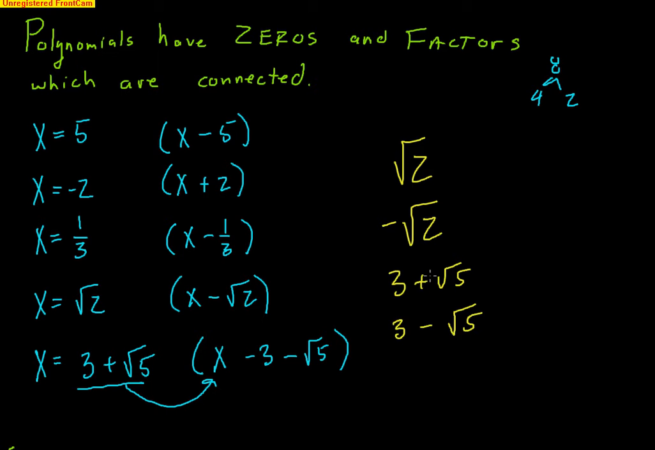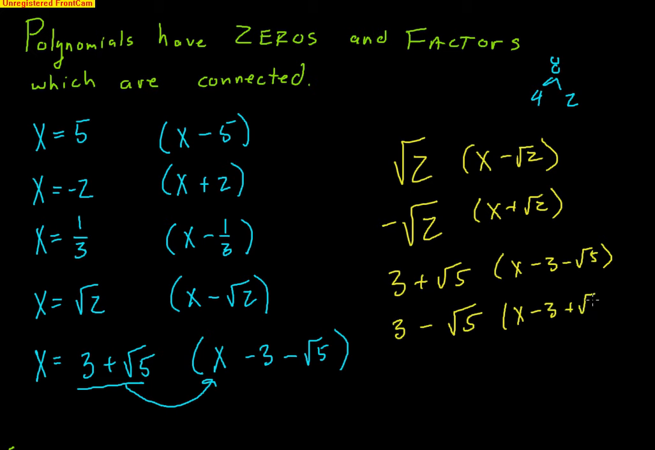Now notice that the plus and the minus switches on the radical, not the 3. The 3 still stays 3. So the factors would be x minus radical 2, and this one would be x plus radical 2. This would be x minus 3 minus radical 5. This factor would be x minus 3 plus radical 5. Again, that way when I plug that in for x, the 3's cancel and the radical 5's cancel.